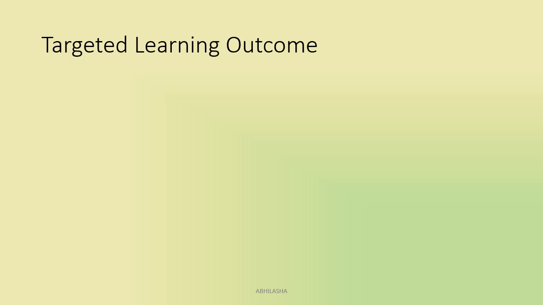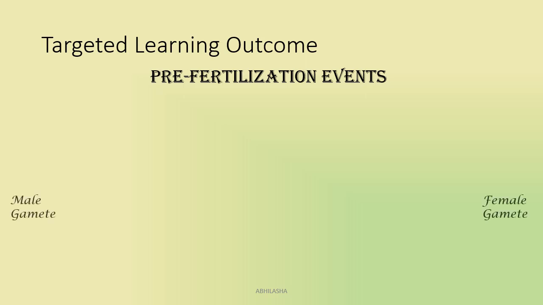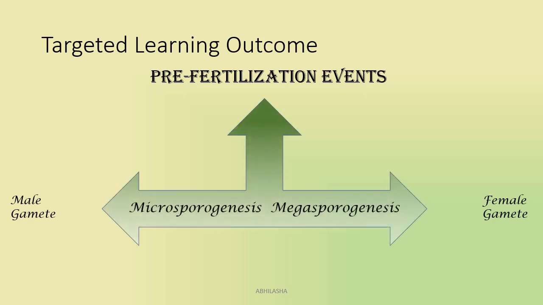In chapter 1, we studied that every cycle of sexual reproduction is made of three events: pre-fertilization, fertilization and post-fertilization. Same happens in plants. So in plants, pre-fertilization events comprise of formation of male and female gametes. Now formation of male gamete is known as microsporogenesis and formation of female gametes is known as megasporogenesis.